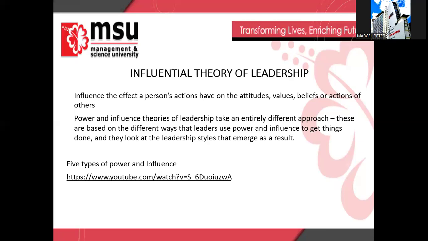So, in conclusion for this particular theory, leadership comes from influence, not authority. Next is how leaders will use their powers to shape their leadership style. An effective leader influences others positively. This is the main idea of the influential theory of leadership.